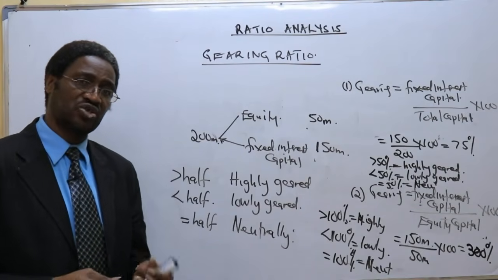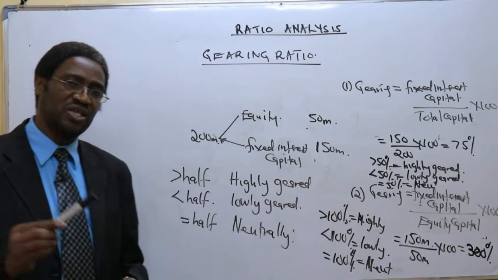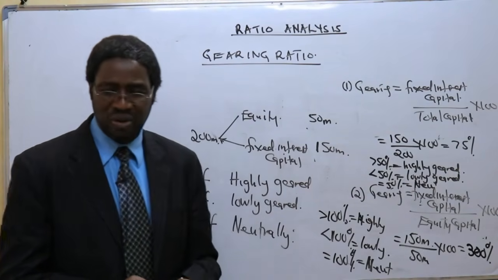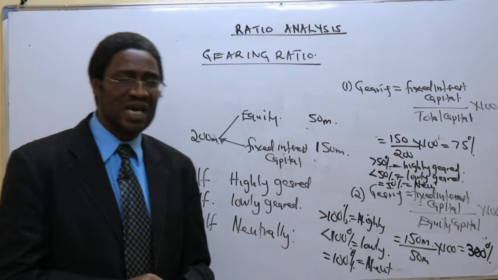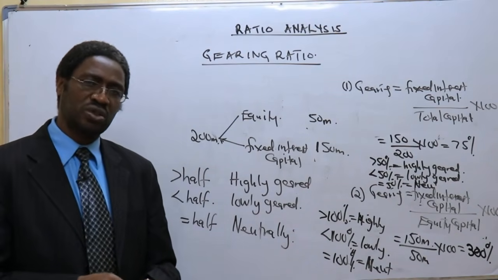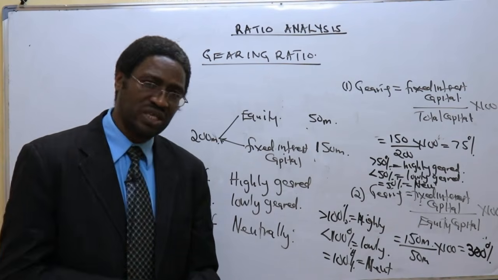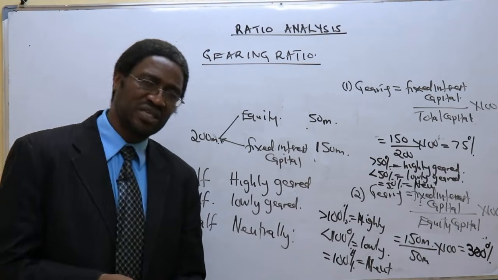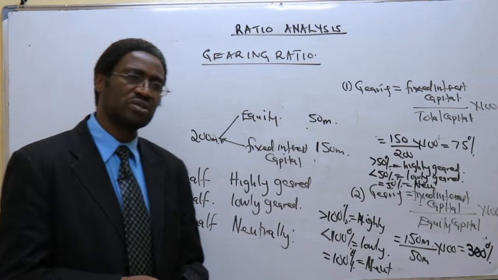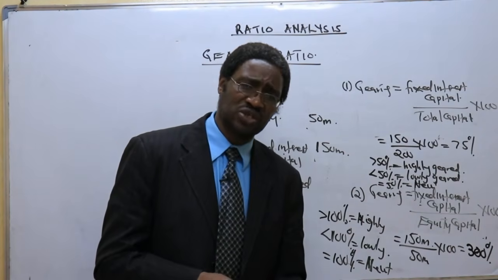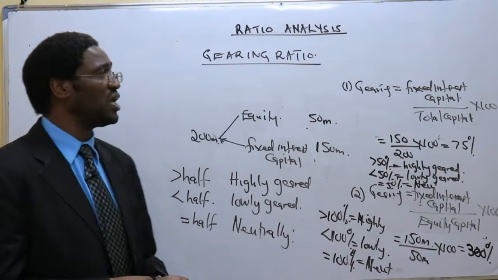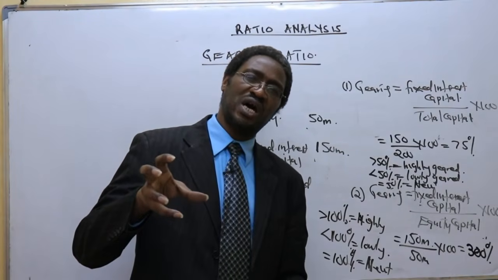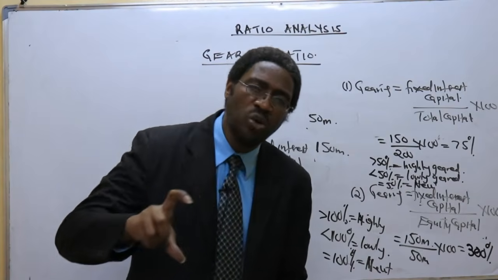So for now, we can stop there. Next time, I'll finish. I'm not yet through with all the classes of ratios. Remember, we said there are 5 classes of ratios. The first one was the liquidity ratios. The second one was activity/asset ratios. The third one was profitability ratios. And the fourth one that we have finished now is gearing ratios. So next time, I'm going to discuss the shareholders ratios.